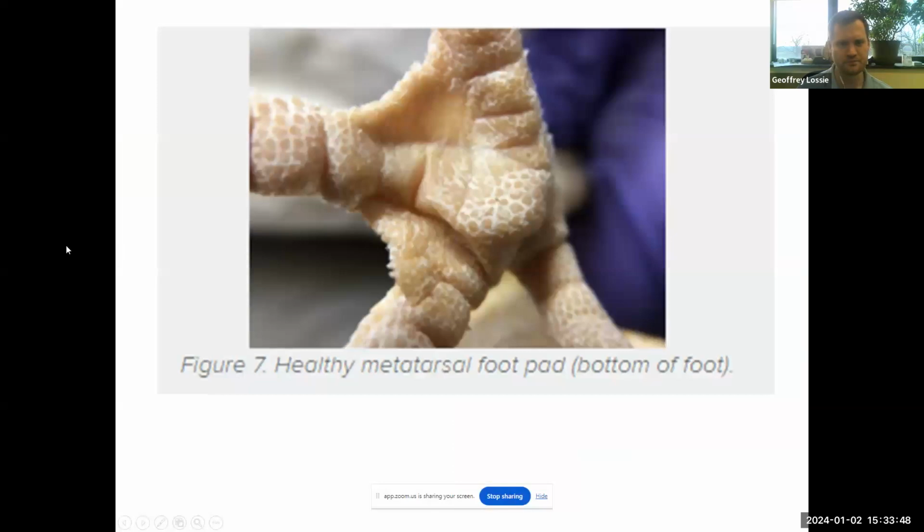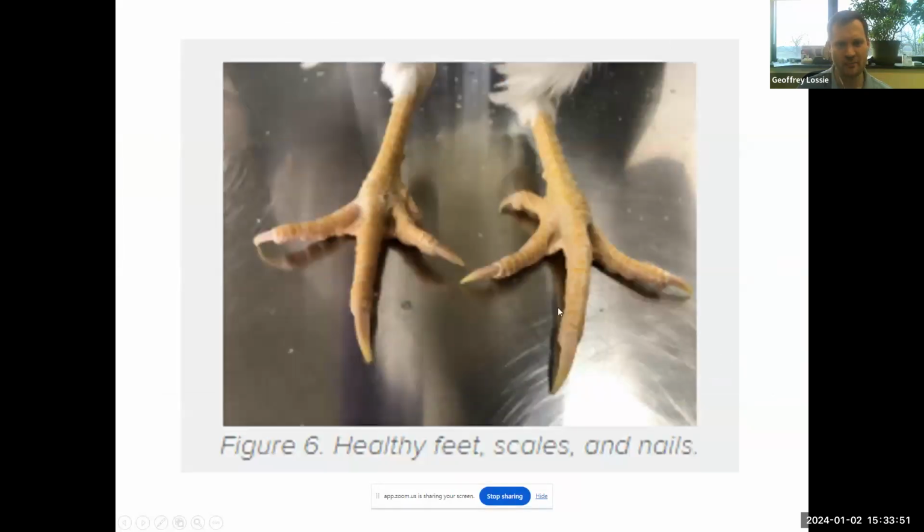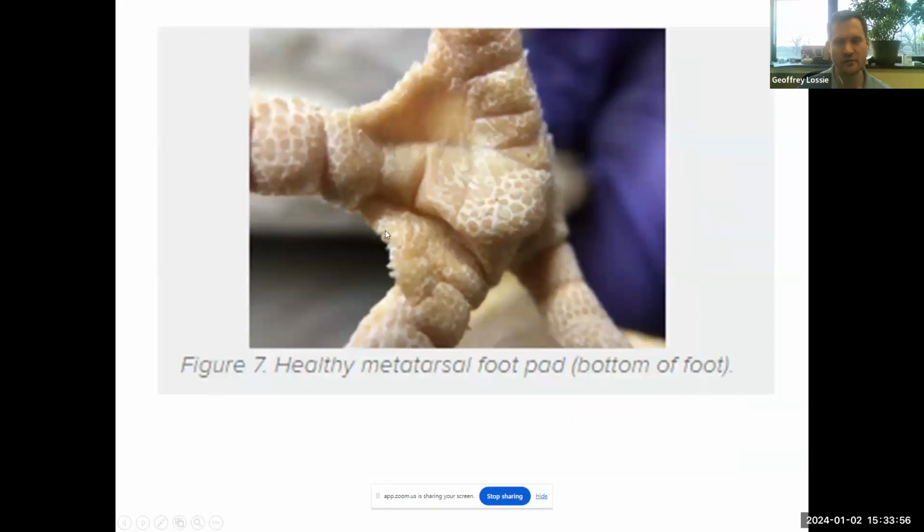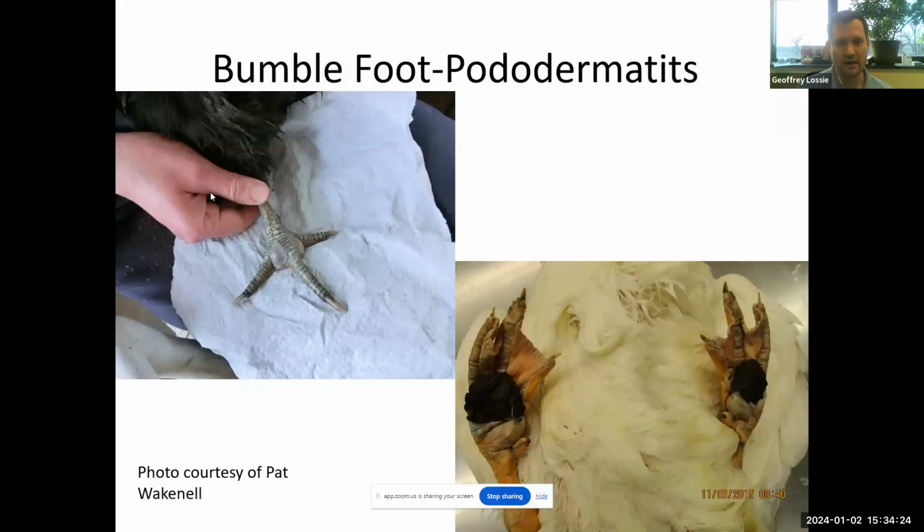So I wanted to go back and show, we have the top of the feet here, nice healthy scales, and always look at the bottom of the feet. If you are going to find a cause of lameness in a bird, I would say over 75% of the time, if you look at the bottom of the feet, you're probably going to find it, because it's probably going to be a condition known as pododermatitis, which is basically a localized infection of the bottom of the foot. And here are some images.